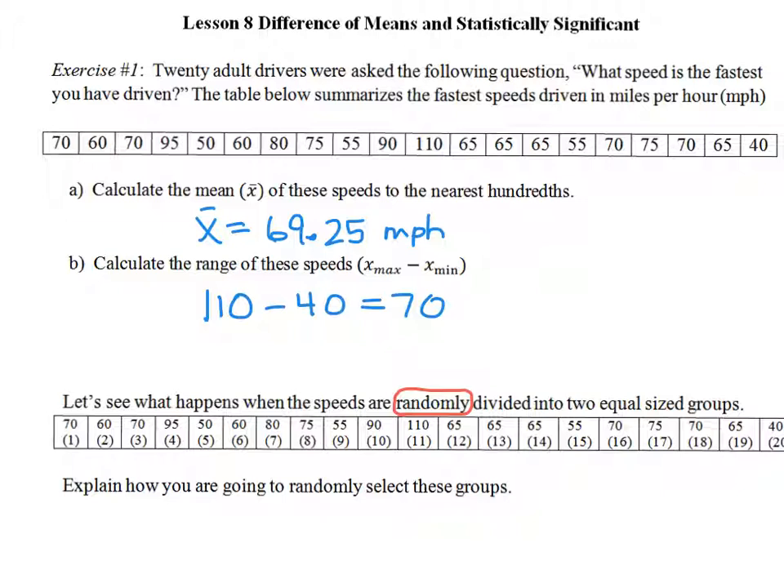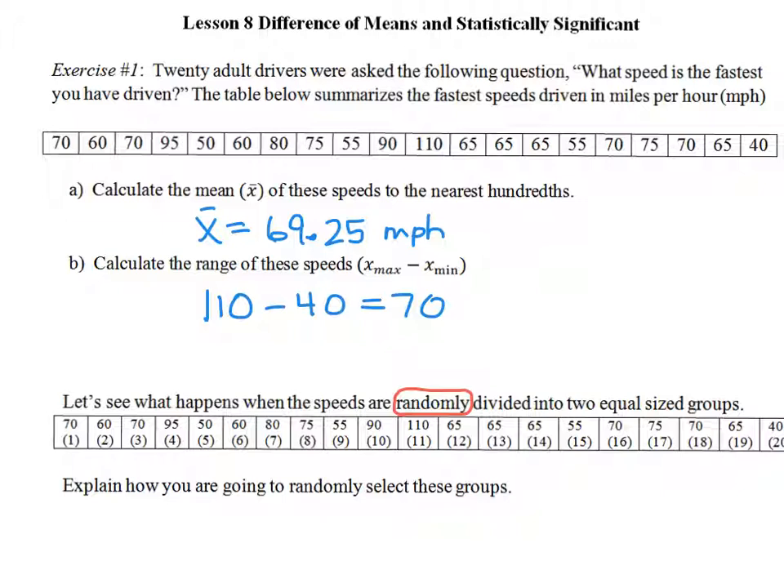So let's talk about how we can randomly select my groups of 10 people. We could use our random number generator. Remember that we have a random number table. We could also put the 20 numbers from 1 to 20 into a bag and pull out 10 of them. So in some way we want to find a random group of 10 of these. I'm going to go back to our random number generator on our calculator to make sure that everybody is really familiar with that. And I'm going to select 10 of those speeds to put into the first group, and the other 10 will be in the second group.